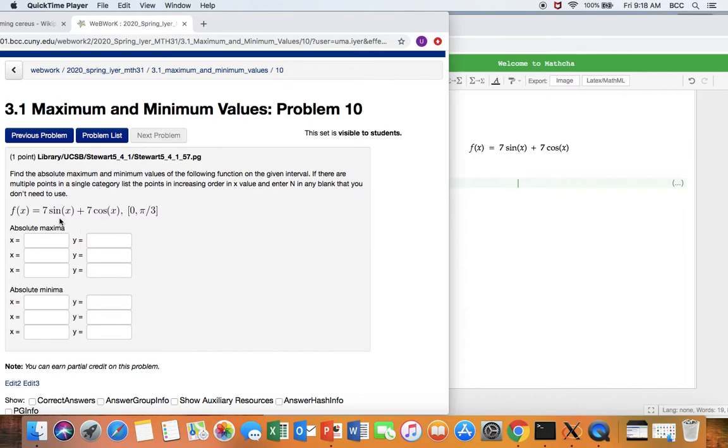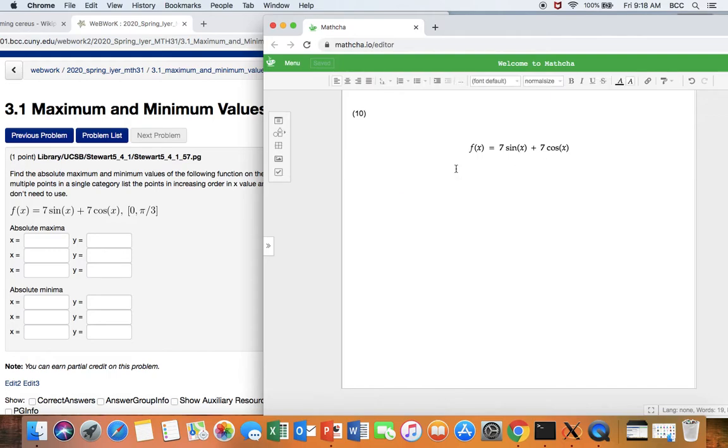My function is 7 sine x plus 7 cosine x on the interval 0 to pi over 3. So I'm between 0 and pi over 3. These are my endpoints and I need to look for critical numbers. Remember, c is a critical number if f prime at c is 0 or f prime at c is not defined.